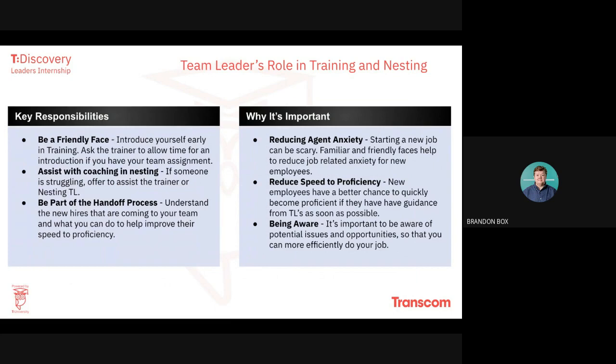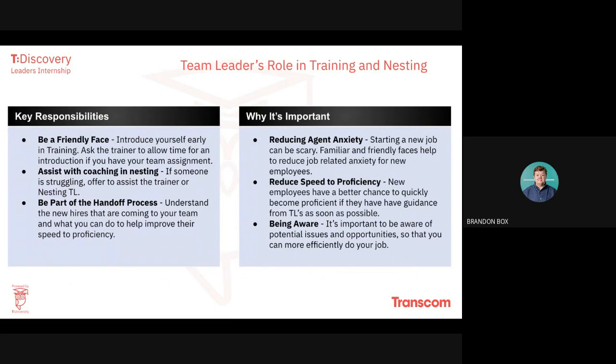Essentially, what that means is that we're able to recoup some of the cost of training quicker, and potentially this prevents us from having new hires impact overall performance, which could cause penalties from the client if we're not hitting performance. So the goal is to reduce speed to proficiency for new hires.